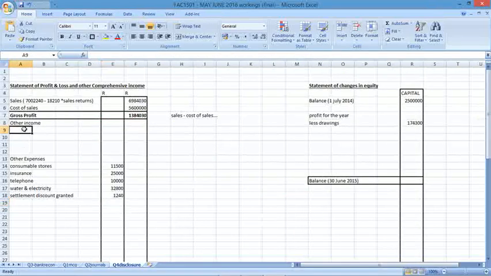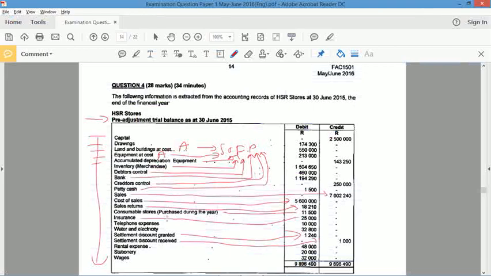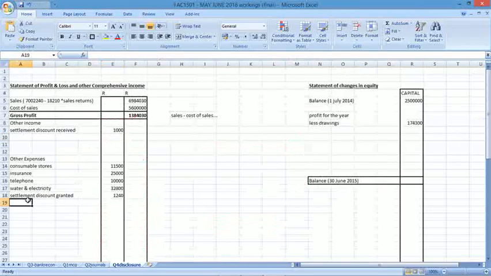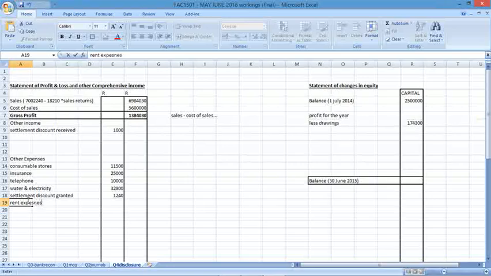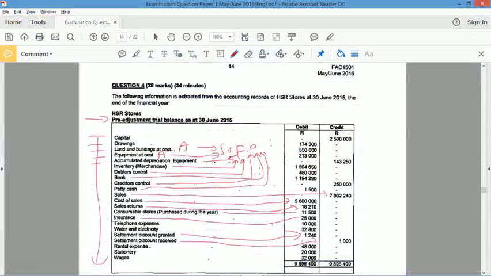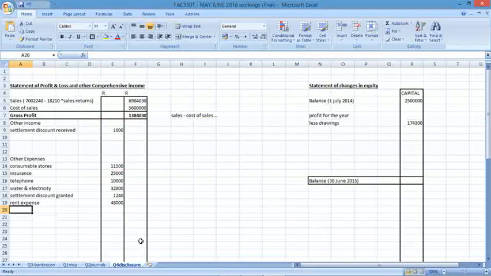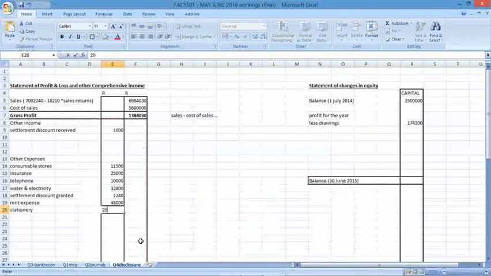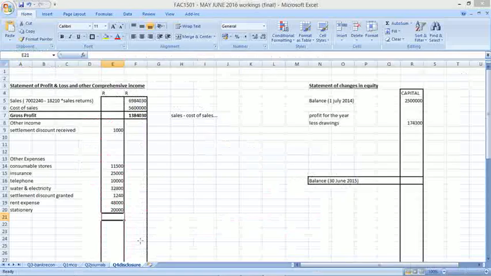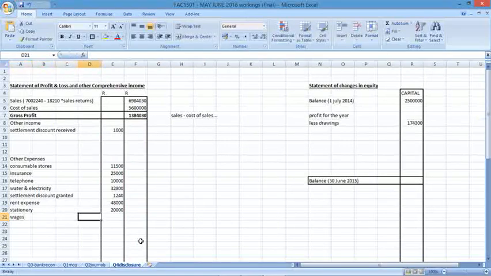Settlement discount received, it's a receipt, 1,000. So that'll be other income. 1,000. Rent expense is an expense, 48. Stationery is an expense, 20. And 32 for wages, also an expense.